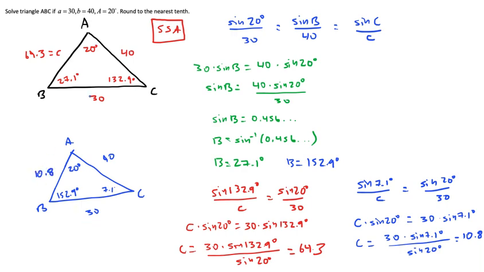Notice I didn't draw this to scale. 132.9 is an obtuse angle, and it is the largest angle, so its opposite side should be the largest side. 20 degrees is the smallest angle, so that should be the smallest side. Same thing with 152.9: that's the largest angle, so the opposite side should be largest. Here, 7.1 is the smallest angle, so that opposite side should also be the smallest. So in this case, there are actually two possible answers.